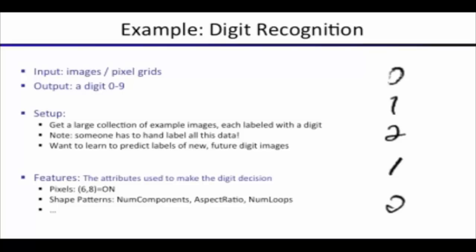So you can imagine features for this. The easiest features would be, is a pixel on or off? Or it could be some pattern of the shape. How many loops are there? Are there circles? Are there lines? How many connected components? Anything we could imagine writing a program to compute from the input, we could use as a feature.